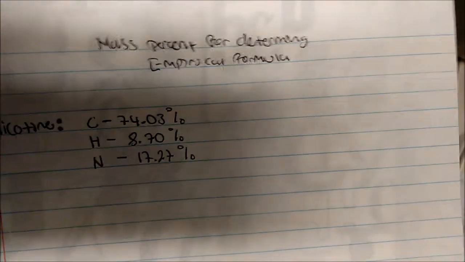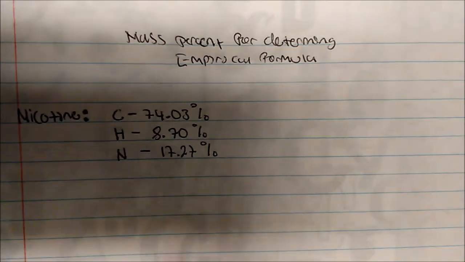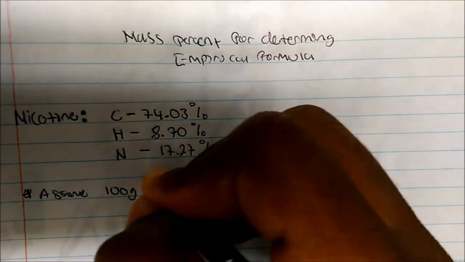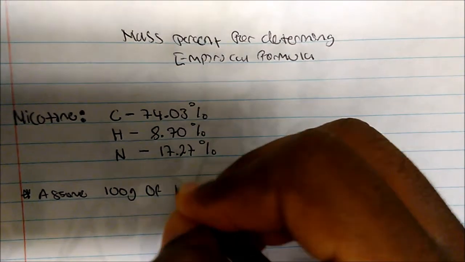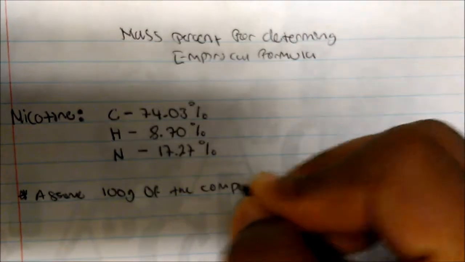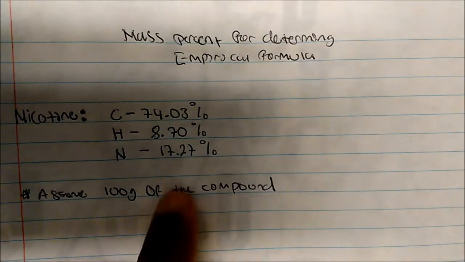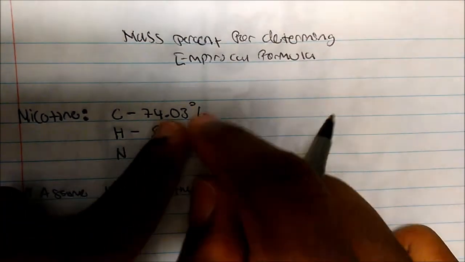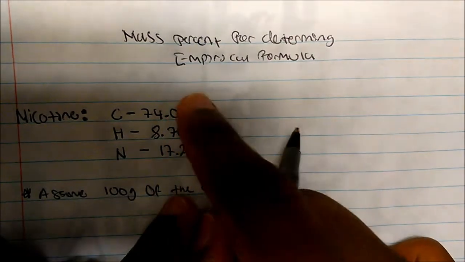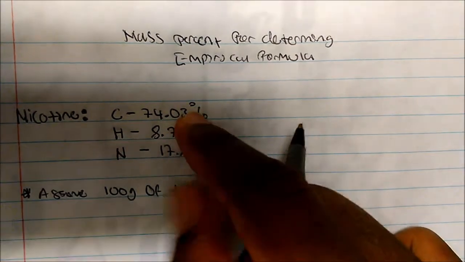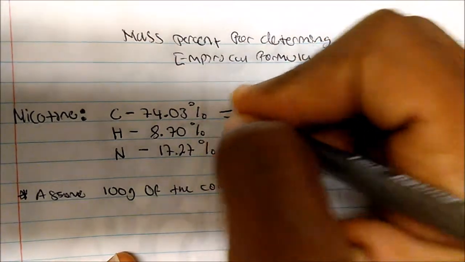Now I have nicotine here, and it's broken up into its different substituents. So how can we determine the empirical formula? Well, you've got to assume you have 100 grams of the compound. So what does that mean? In short, it means that these percentages actually correspond to the amount of grams of the compound I actually have.